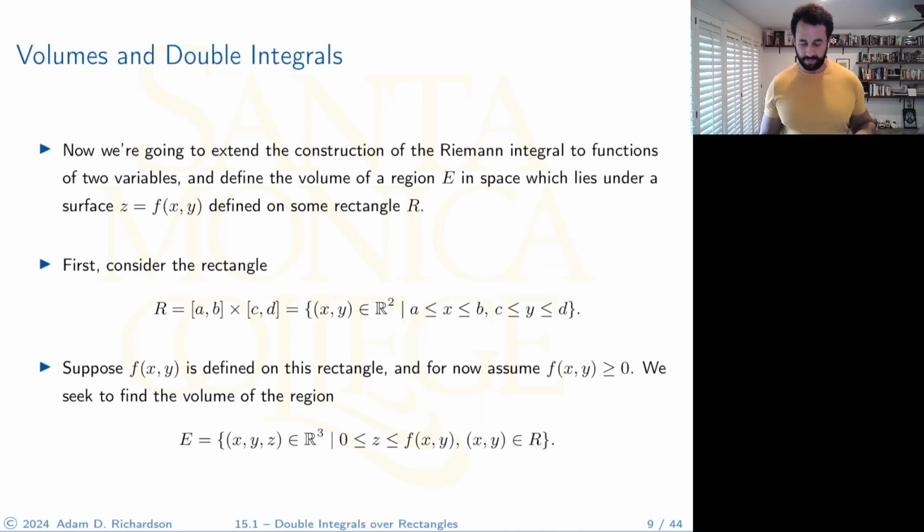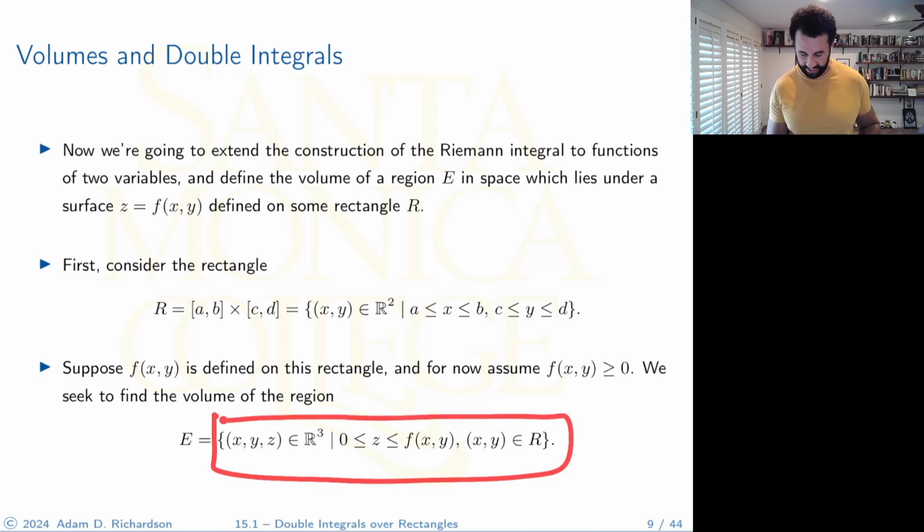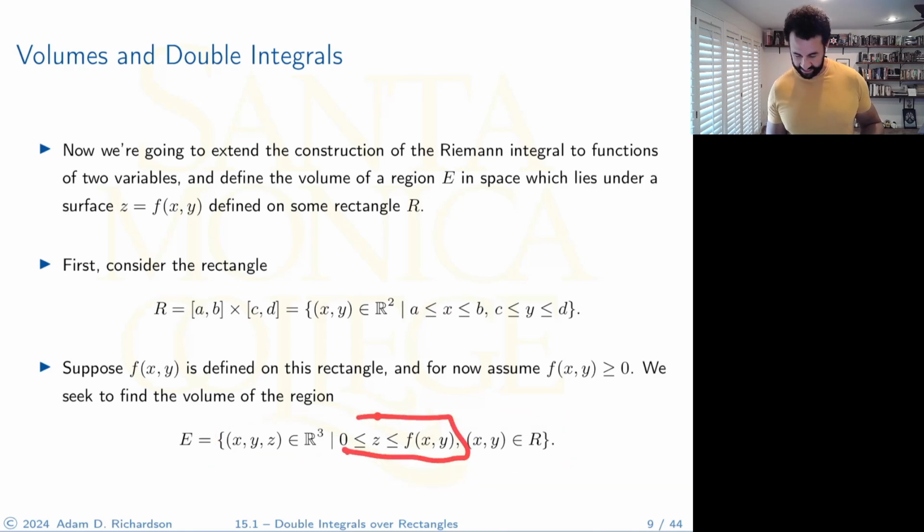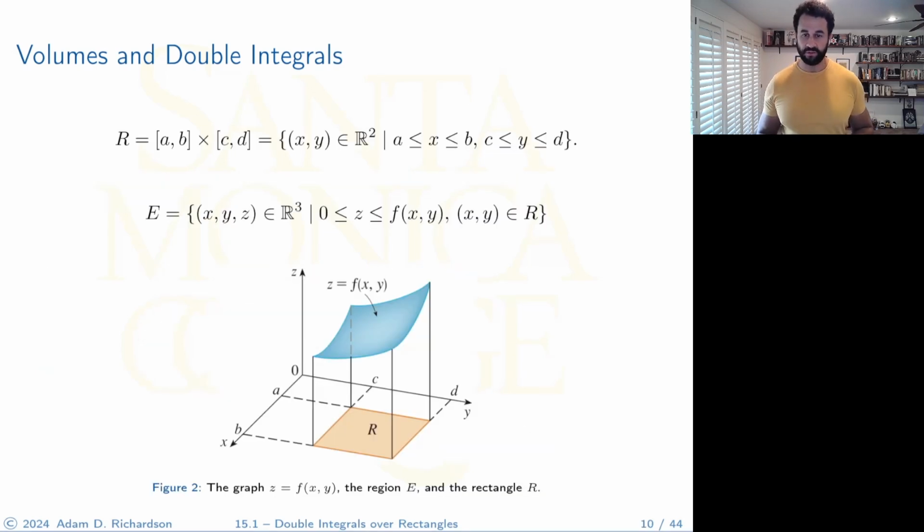And now we're going to suppose that our function is defined on that rectangle. Just for ease, like we did back in Calc 1, we're going to assume that f is non-negative. So f of x comma y is always 0 or positive. It doesn't have to be, but to make things easy, let's say it is. So what is our goal? We want to find the volume of this region E. It's the set of all points in space where z is between 0 and f of x comma y, and the point x comma y is in our rectangle R.